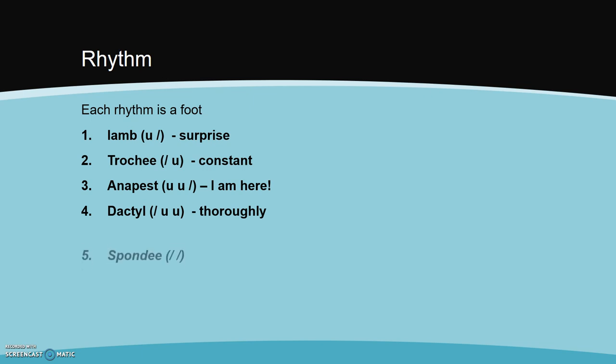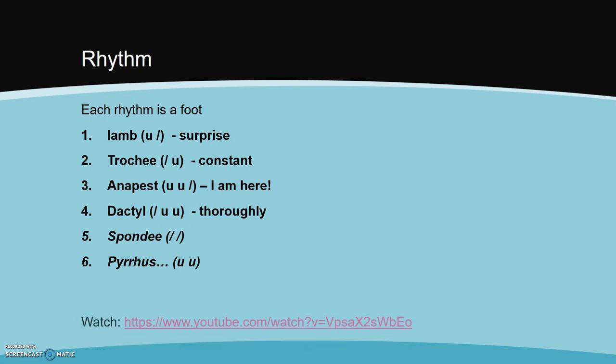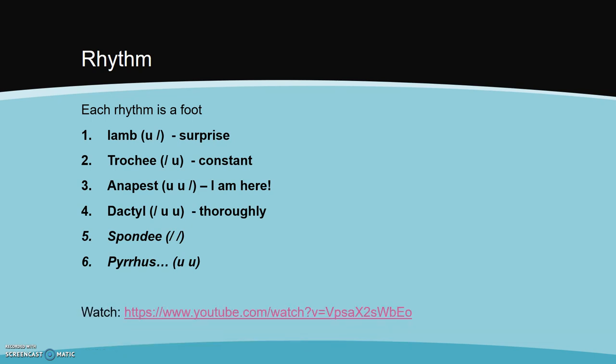The last two rhythms, I'm not going to give you an example of these, and they are normally added in poetry in order to create some kind of irregularity in the rhythm of the poem. The first one is called a spondee, being two stressed syllables, or a pyrrhus, being two unstressed syllables, but they are not used that much, but mostly in order to create irregularity in a poem. If you want to know more about rhythm, you can watch this YouTube video.